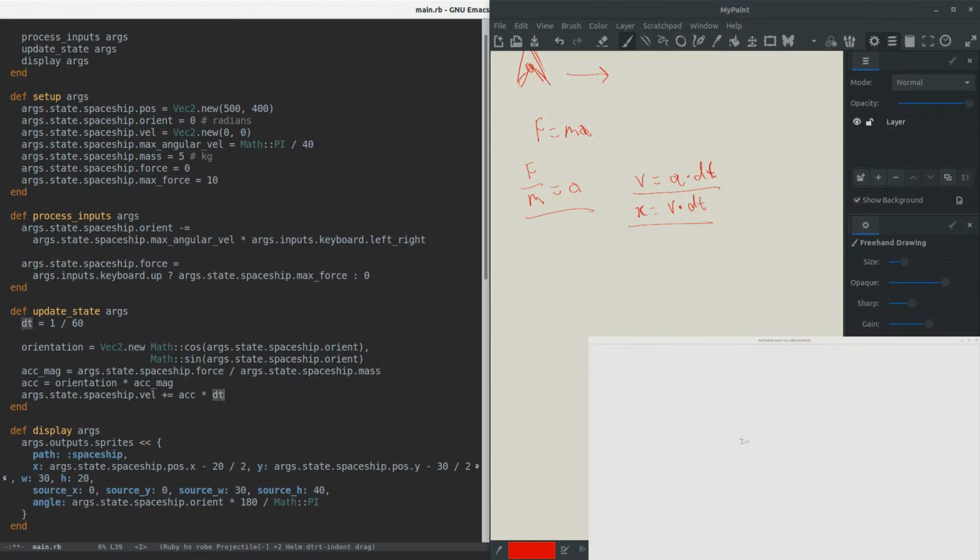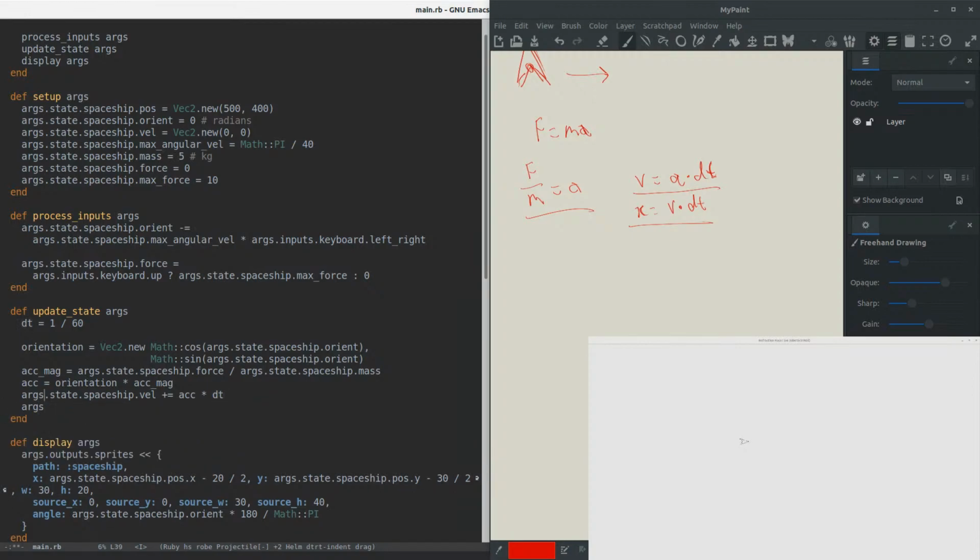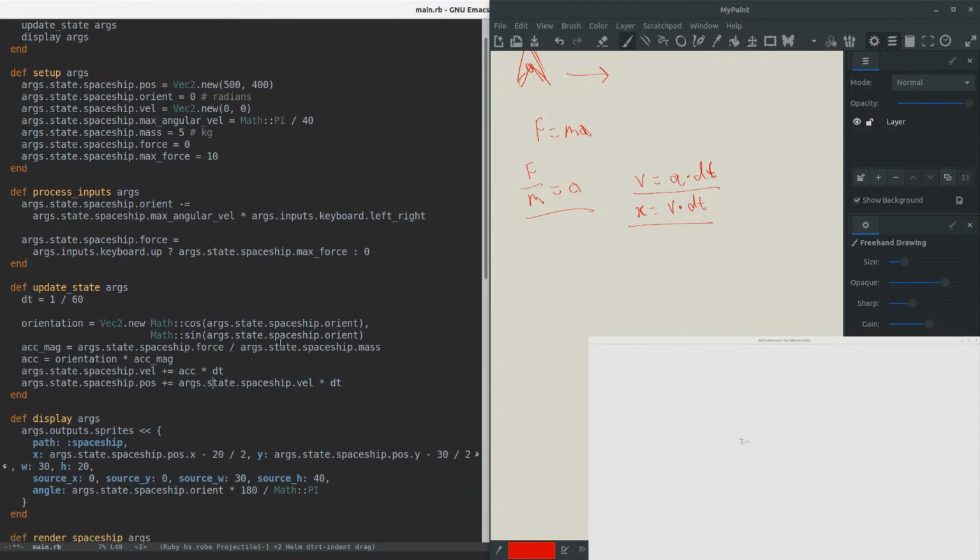Then that gives us our current velocity. And note that we're adding this to whatever our previous velocity was. And then we will add our new velocity, or rather the integral of this, to the position. And that should give us something. Probably won't give us what we want.